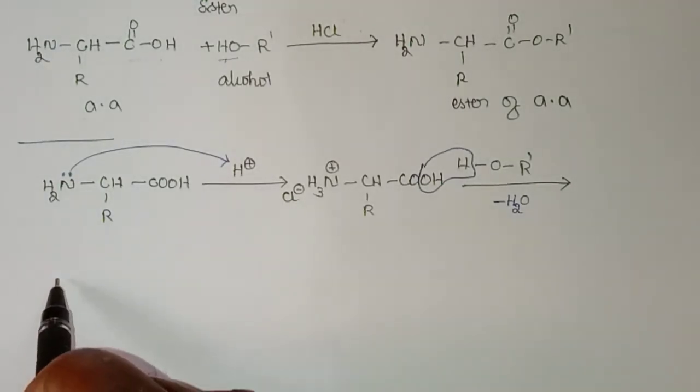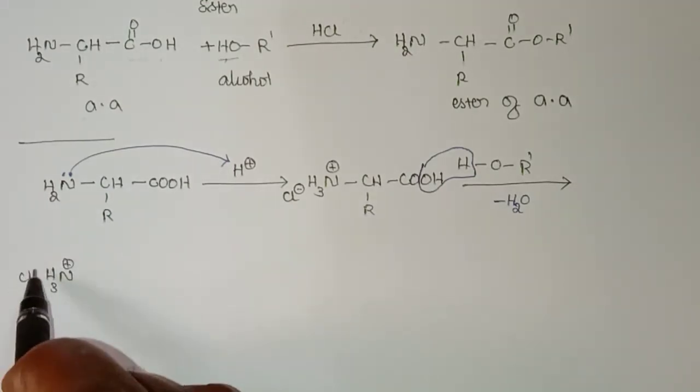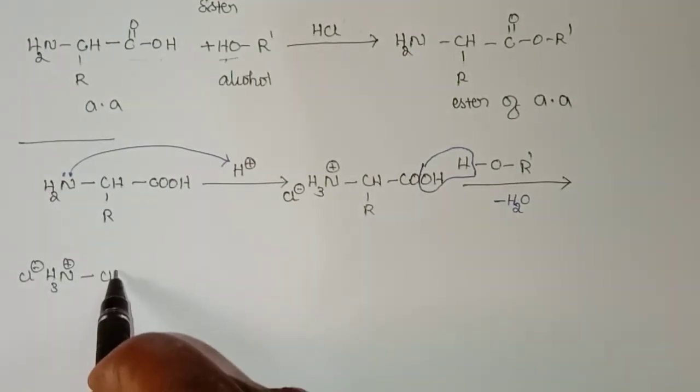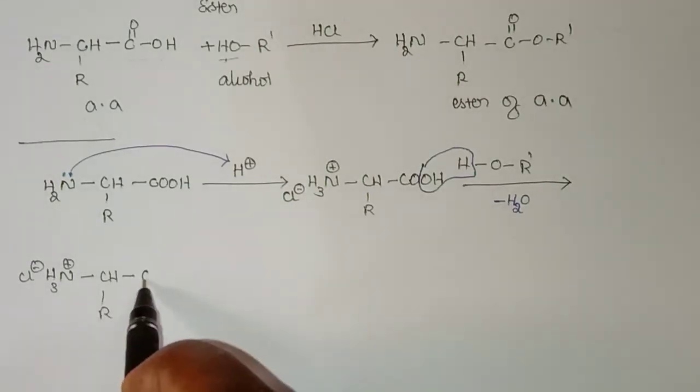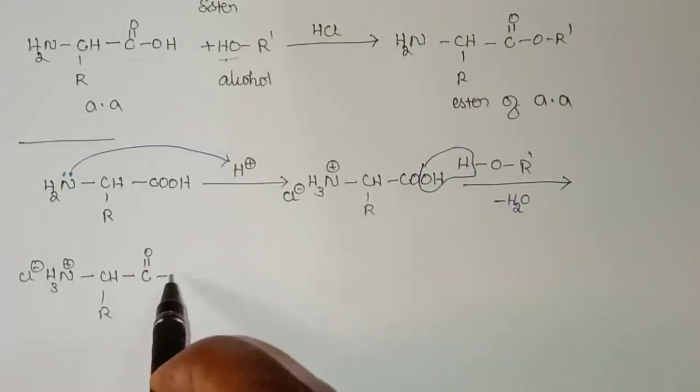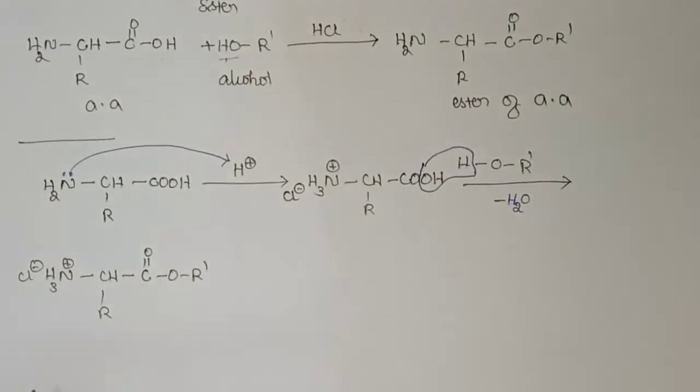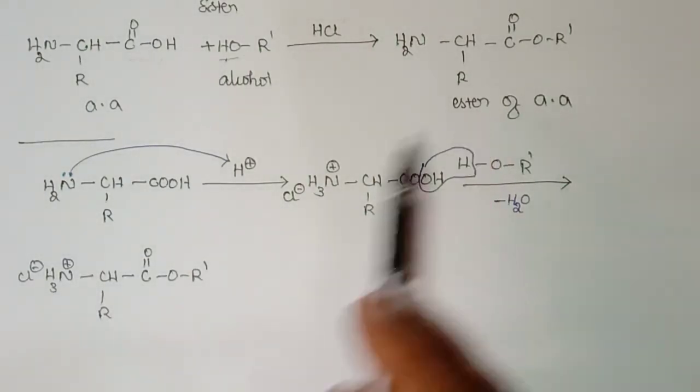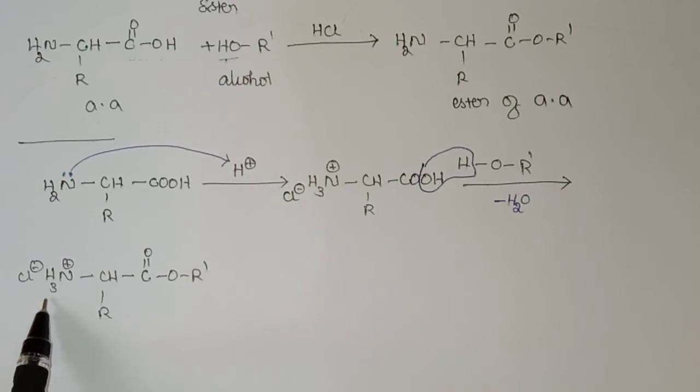NH3 plus Cl minus CH R, and here you will have COOR dash. So the hydrochloride of the ester of the amino acid has been obtained, and now in order to get the required ester we need to eliminate this HCl.